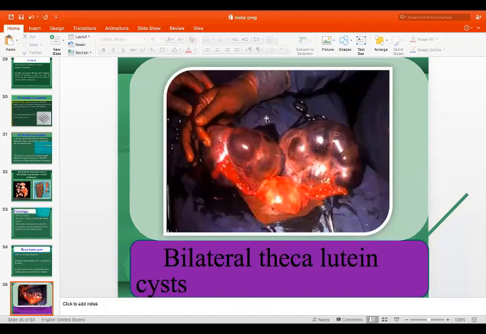This is the uterus. This is one of them. This is the other. So these are the cysts which should not be touched. Left as such.